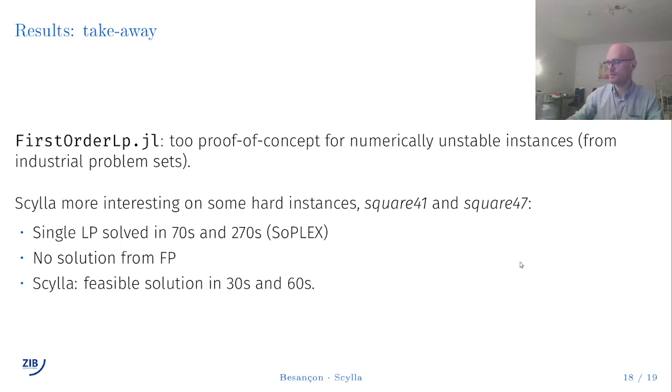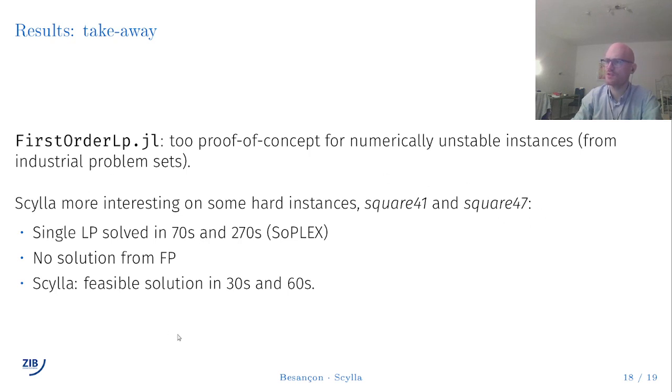To analyze a bit more the results here, first order LP is a prototype from the Applegate and others paper. This was still more of a proof of concept than a robust implementation. For example, on some hidden industrial problem sets, it wrongly detected feasibility or unboundedness of some problems. So our takeaway was that we should work a bit more before incorporating this into a solver. And Google Research has now released a more stable version of PDLP, which is now in OR-Tools, that we are using for a second version of Scylla.